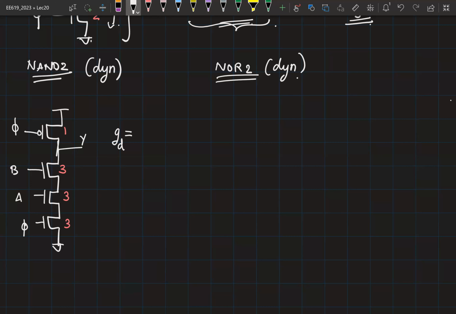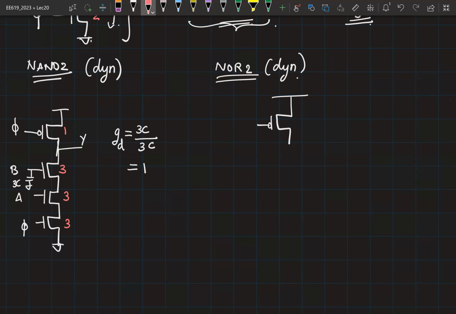So the input capacitance associated with one of these inputs is 3C. So it is 3C divided by the input capacitor of the inverter, which is also 3C. So you'll get 1.